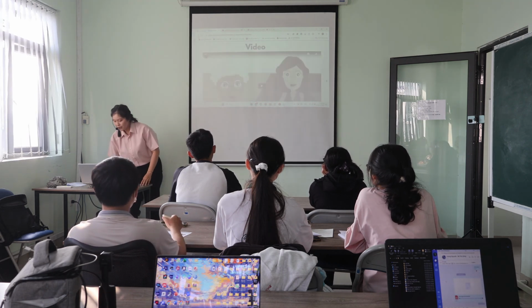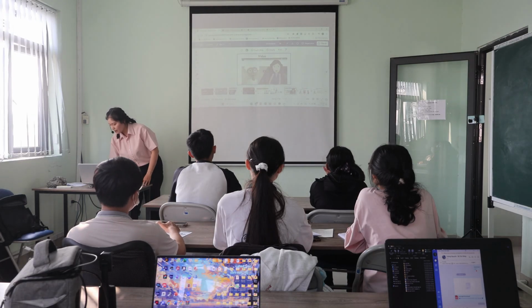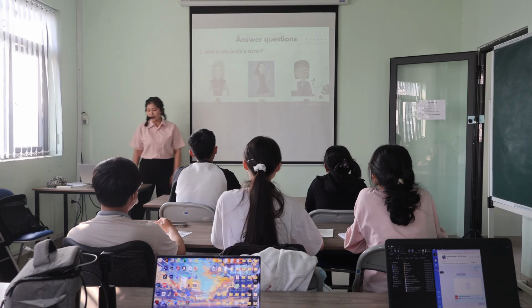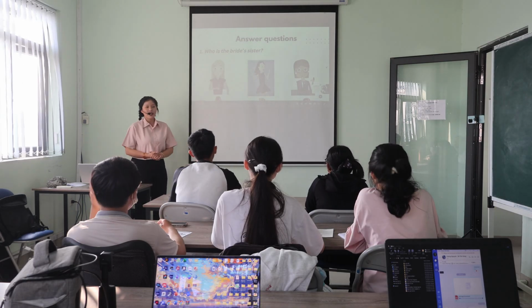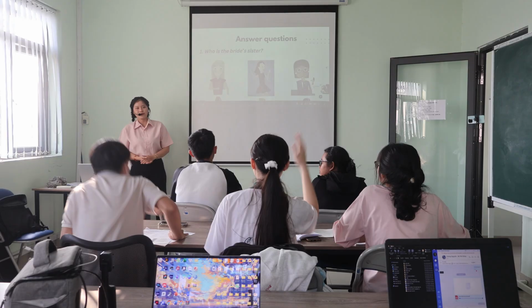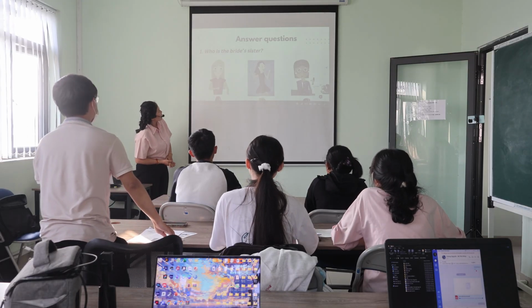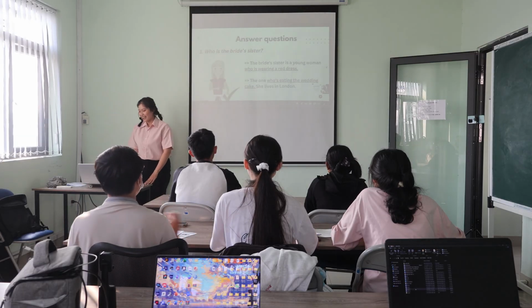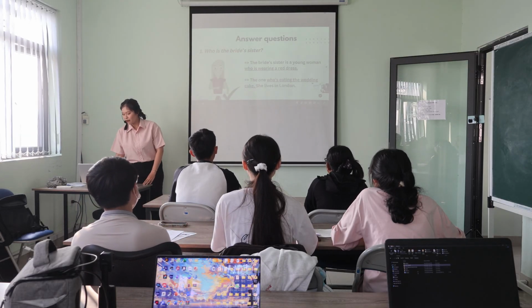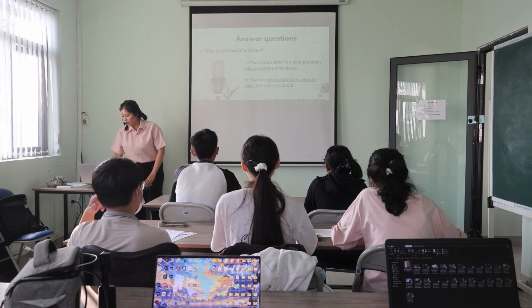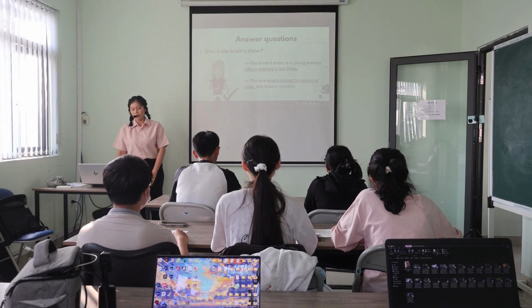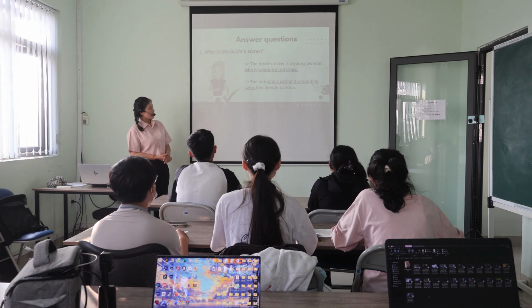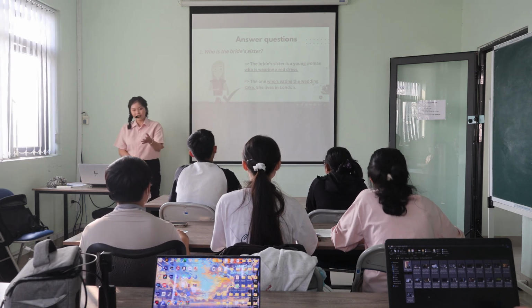Okay, class. So now let's go back and answer two questions. Question number one, who is the bride's sister? The answer is A. Okay, now let's check. Very good, A is the correct answer. In the video, the bride's sister is a young woman who is wearing a red dress, and the one who is eating wedding cake. She lives in London. Good job.